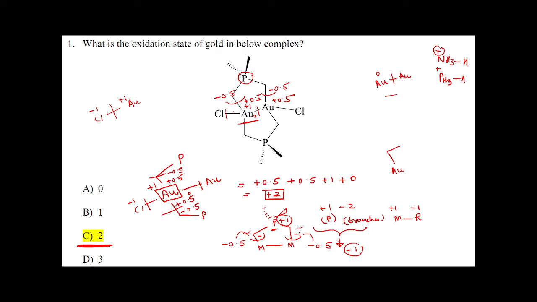If you take -1 charge from this ligand, you would have marked option D, but the correct answer is option C. I hope this question is clear to all of you.